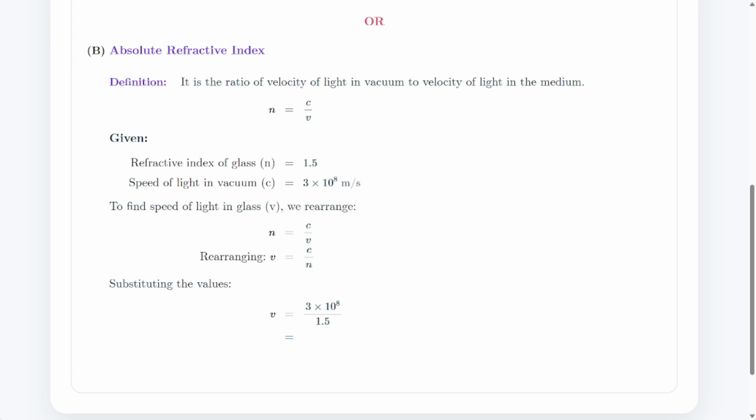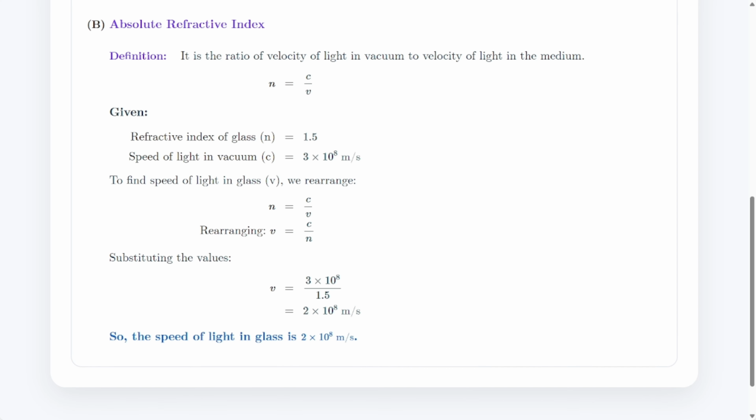When we divide 3 by 1.5, we get exactly 2. So, the value is 2 × 10^8 meters per second. Therefore, the speed of light in the glass medium is exactly 2 × 10^8 meters per second.